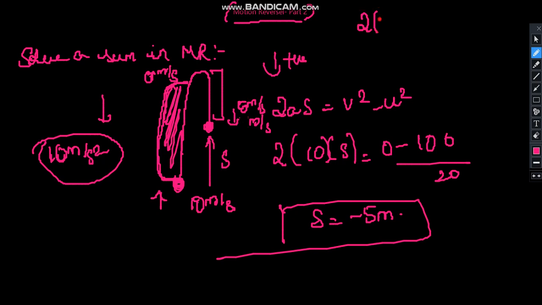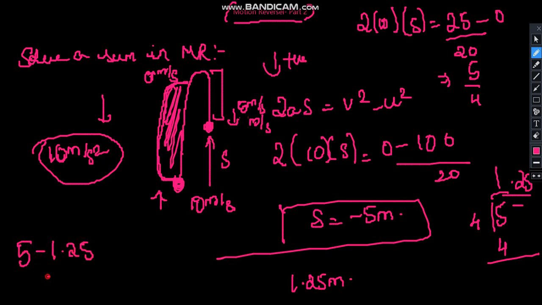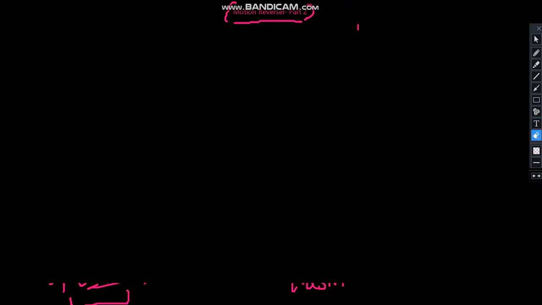So again, I'm using 2as equals v square minus u square. What is v square? 25 minus 0. So 25 by 20, which is 5 by 4, so 1.25 meters. So what we do is subtract 5 minus 1.25, which is 3.75 meters. But is the answer 3.75 meters? No. It is minus 3.75 meters, because displacement comes with the direction. So something important, please try to understand.